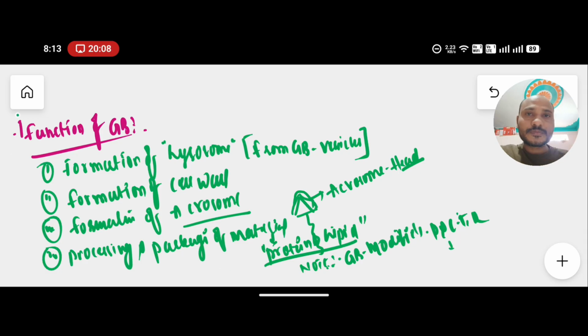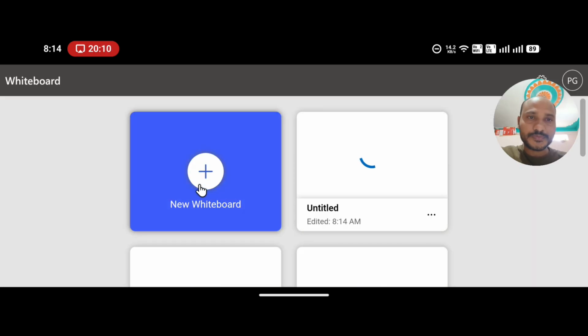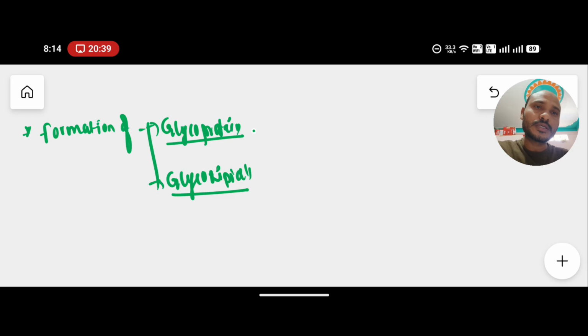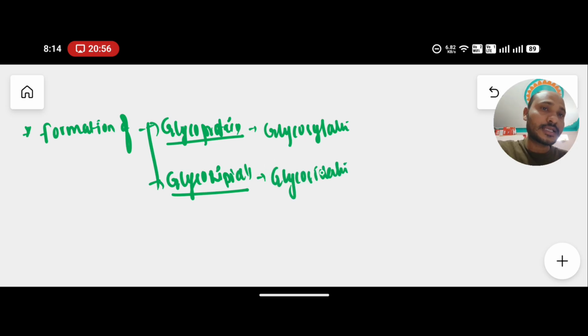Yes. And one more important function of Golgi bodies, they help in formation of glycoprotein and glycolipid. Very important. Generally the formation of glycoprotein is called glycosylation and here the formation of glycolipids is called glycosidation. Generally these glycoproteins and glycolipids are present in the plasma membrane.